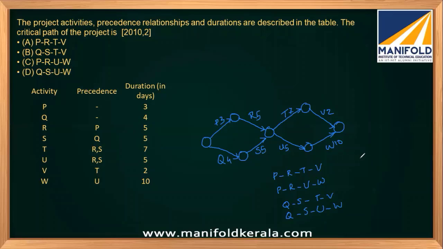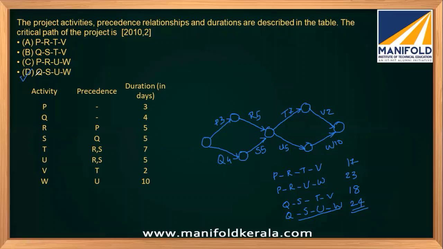Now, what is the length? 8 plus 7, 15, plus 2, 17. 8 plus 10, 18. 9 plus 7, 16, plus 2, 18. This will be 9 plus 5, 14, plus 10, 24. So the highest is 24. So Q, S, W. This one will be the answer.